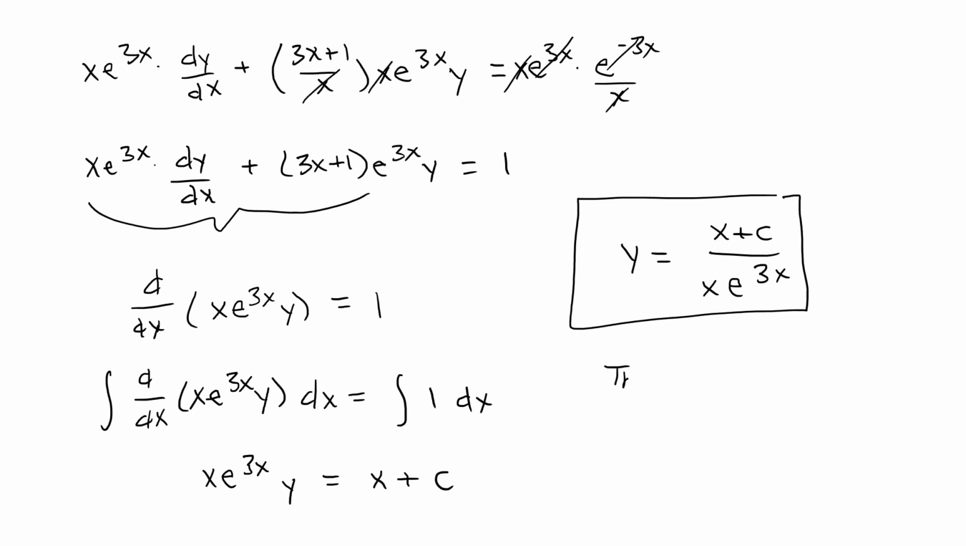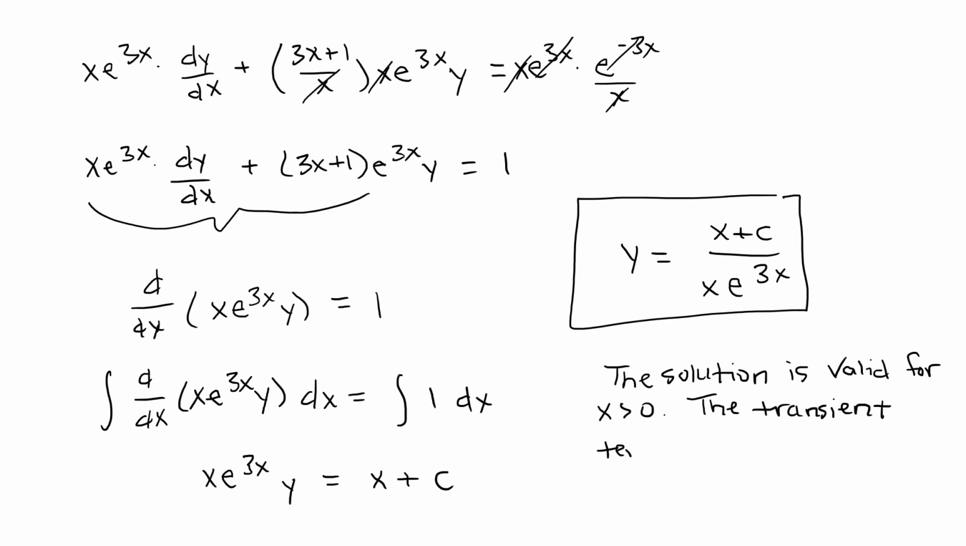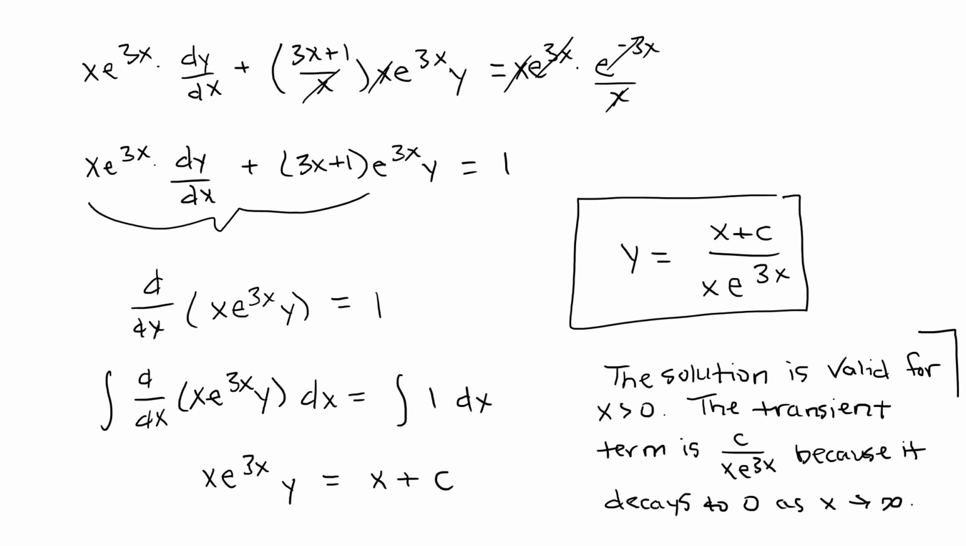Okay? So the solution is valid for x greater than 0, the transient term is c over x e to the power 3x, because it decays to 0 as x approaches infinity.